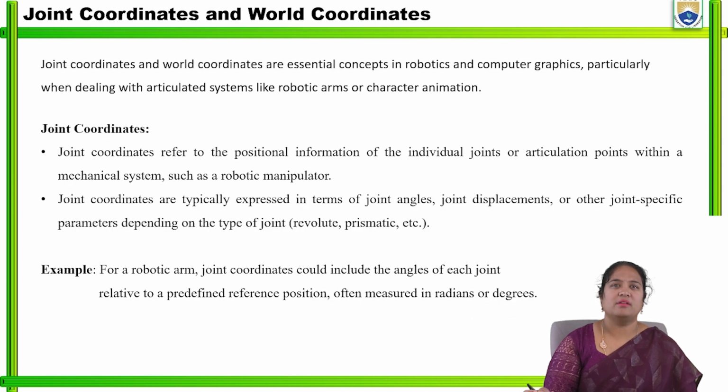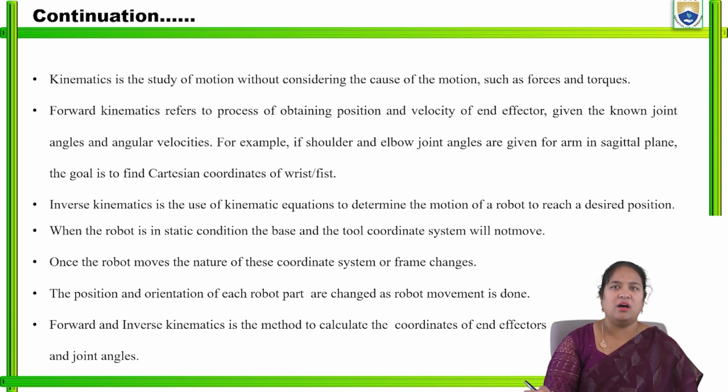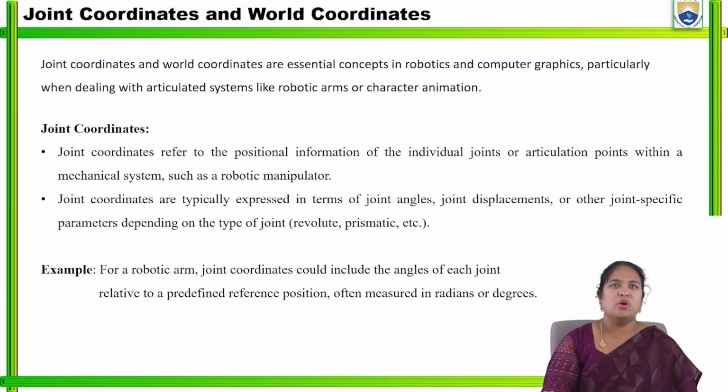Clear? So initially, when the robot is in the static condition, all the coordinate systems will also be in the static condition. But as there is a movement in the robot, the position and orientation of the robot also gradually change. Right. So next, moving on to the joint coordinates and world coordinates.